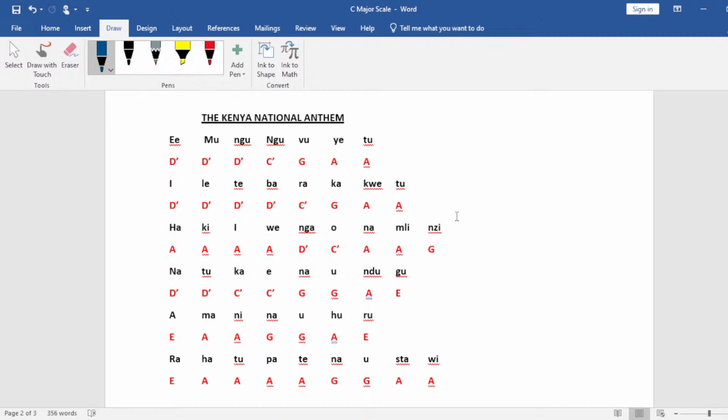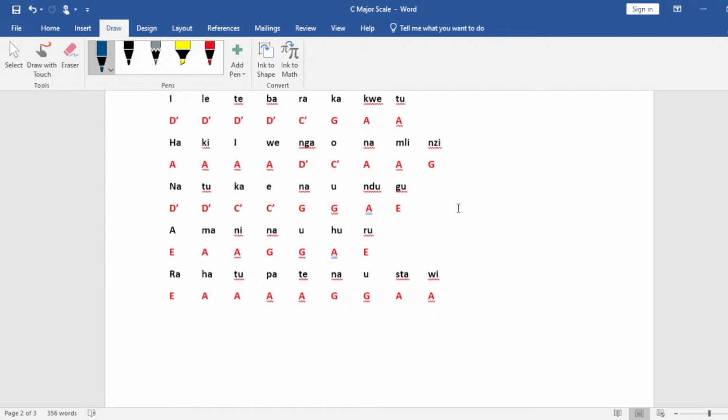If you did it, wonderful. Just let me appreciate you. You will notice on the notes, we are only using the notes which are on the white keys, and all these notes are part of the C major scale.